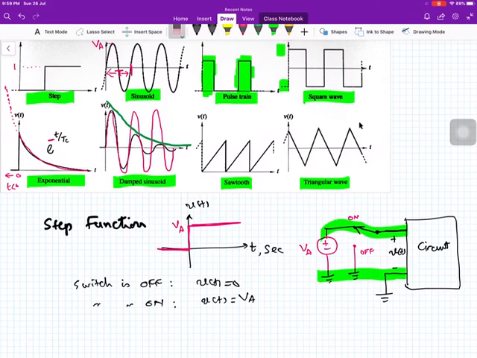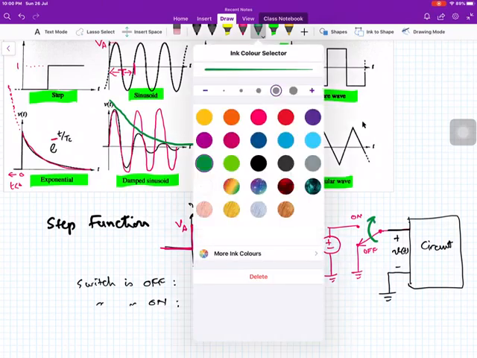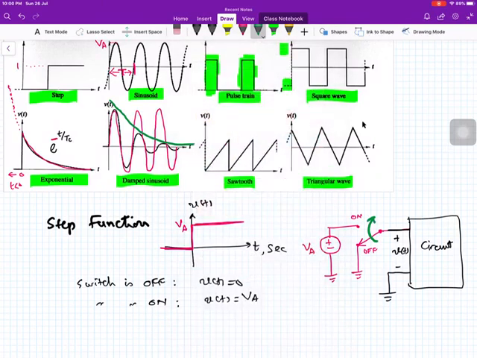Now usually you will see a switch with an arrow, and this arrow tells us the time at which the switch position is changed from off to on. Look at the arrow. The switch arm is moved from the off position to the on position at t equal to 0.